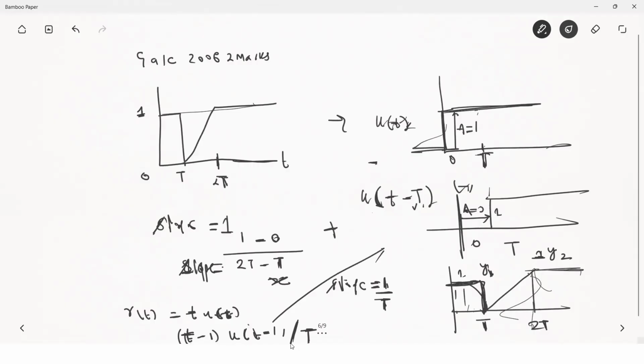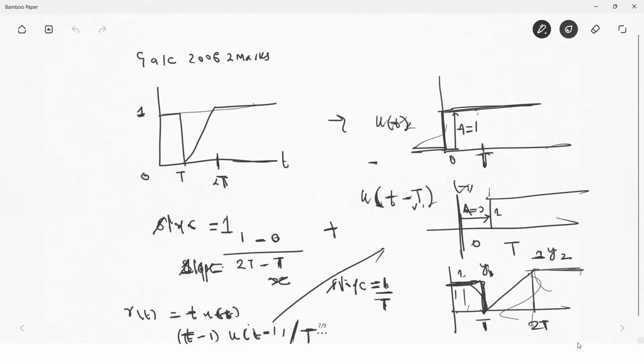Then finally at 2t, what is happening? It is again becoming equal to 0. So if it is again becoming equal to 0, what do you need to do? You need to subtract that function. So now the new shifted ramp would be equal to t minus 2t divided by u of 2t minus 1 divided by t. So you subtract this function. So then you can realize it easily. So now you can see that if you want to stop this function, okay, this has been asked in the GATE examination.